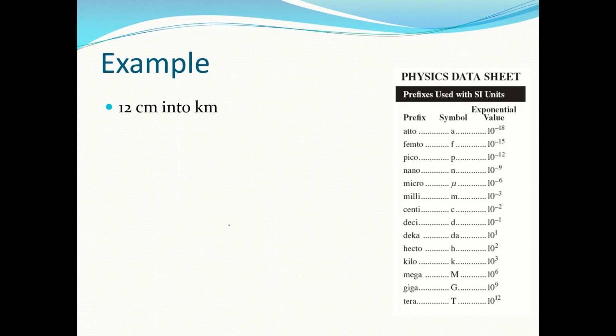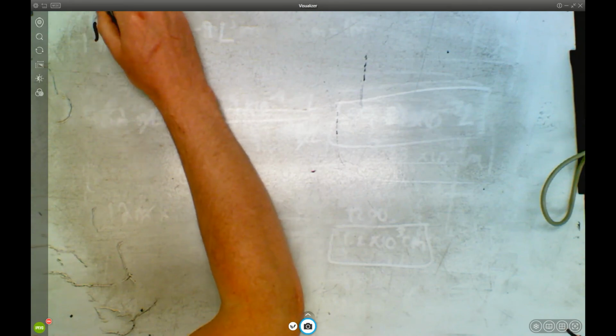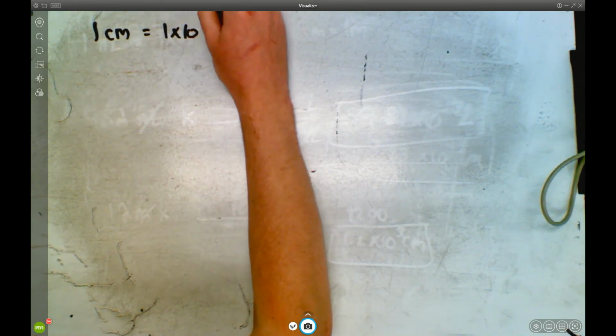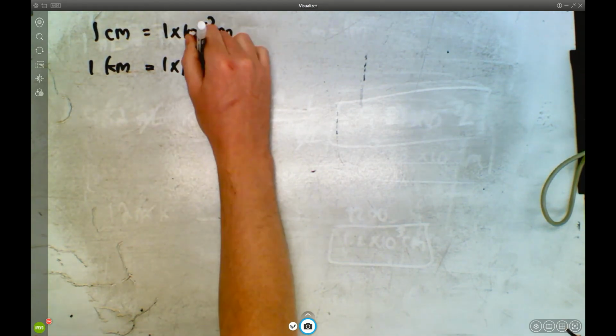So we're going to do a couple converting between multiple units. And converting between multiple units is the same thing. You just have 2 conversion factors. So I don't know how many centimeters in a kilometer directly, but I do know that there's that many centimeters in that many meters. And I also know that in 1 kilometer, there's 10 to the 3 meters. So I'm going to write out both those conversion factors. So 1 centimeter is equal to 1 times 10 to the negative 2 meters. And 1 kilometer is equal to 1 times 10 to the 3 meters.